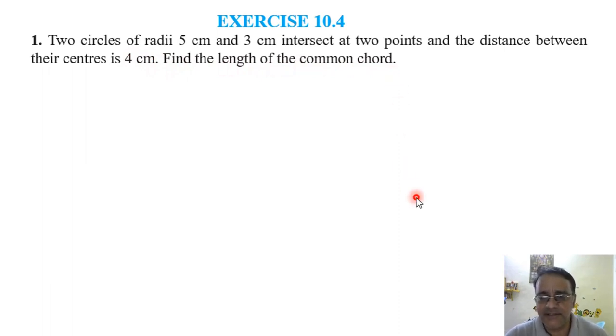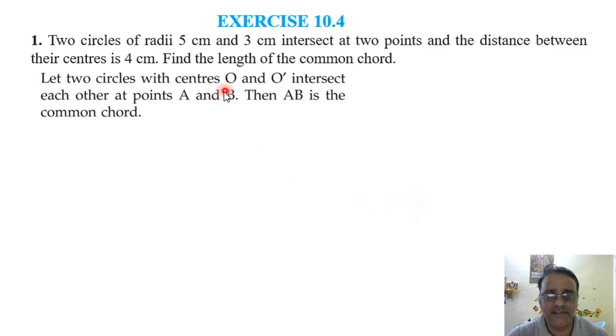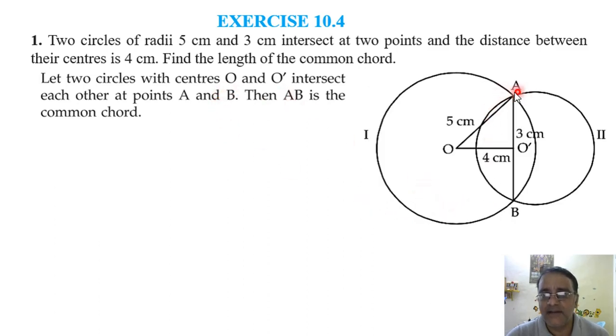So let us draw the circle first. Two circles with center O and O dash, and both intersect at points A and B, and AB is the common chord. Figure is clear? Yes, sir. And the radius of the first circle is given 5 centimeter, and the radius of the second circle is given 3 centimeter. And this is the distance between their centers, that is 4 centimeter.